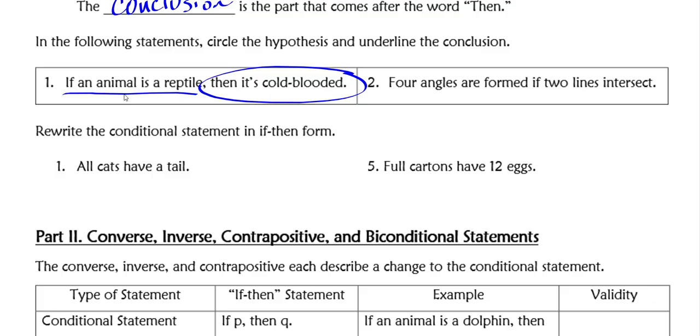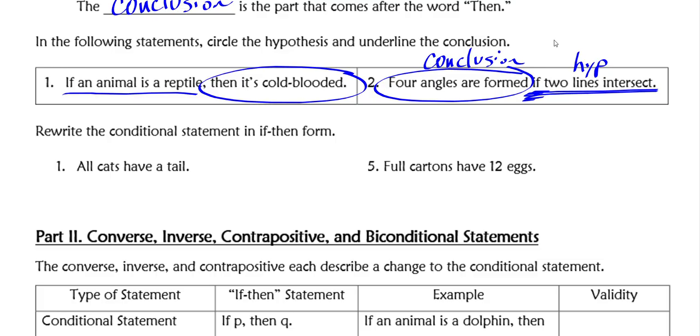Doesn't need to be in this order. 4 angles are formed if 2 lines intersect. If 2 lines intersect, 4 angles are formed. Typically, you see the if part first, then the then part, but it doesn't actually have to be in that order. If you see if, that is the hypothesis, and the other clause is the conclusion.